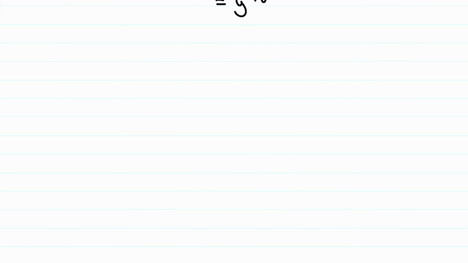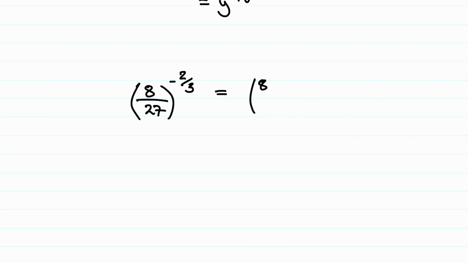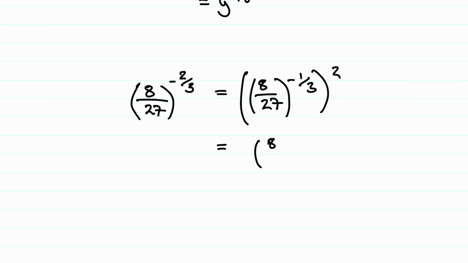So moving on to another example, what if we had something like 8 over 27 to the power of minus 2/3? Now when we have some kind of more complex power like this, I like to split it up into things that are perhaps easier to solve. So we could rewrite this as perhaps 8 over 27 to the minus 1/3, and then that whole thing squared. Or even simpler than that, we could write it as 8 over 27 to the power of minus 1, to the power of 1/3, to the power of 2.